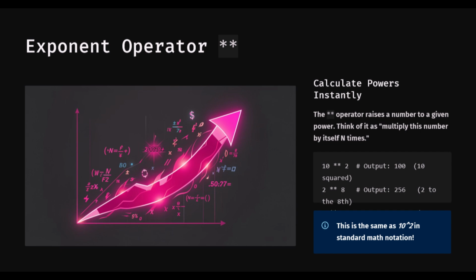For example, if you want to calculate 10 squared, you simply write 10 double asterisks and 2, which gives you an output of 100. Similarly, raising 2 to the power of 8 results in 256. This is exactly the same as using the superscript notation in standard math, but it is much faster and more efficient to write in your code when you need to handle exponential growth or complex calculations.